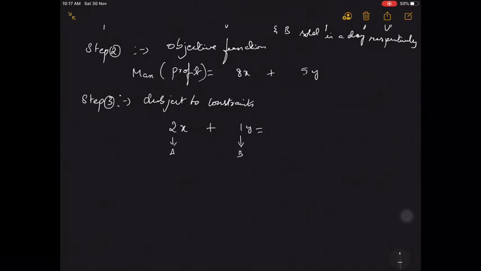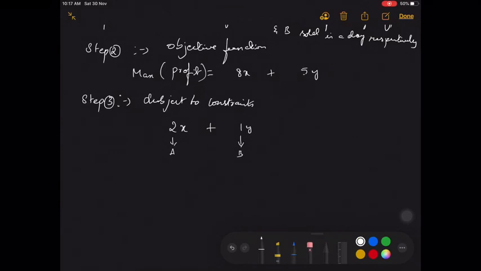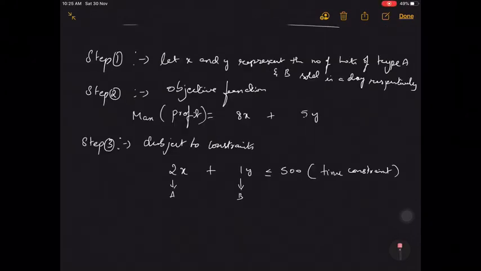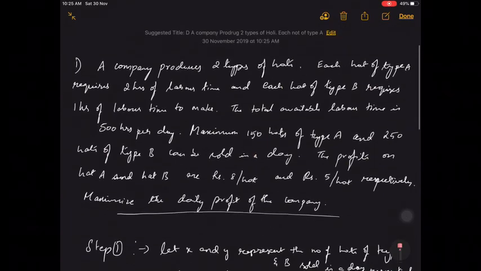So available time is... so that should not exceed the total available time. The total time consumed to make both the hats should not exceed the available time, that is 500 hours. Now this is called the time constraint.